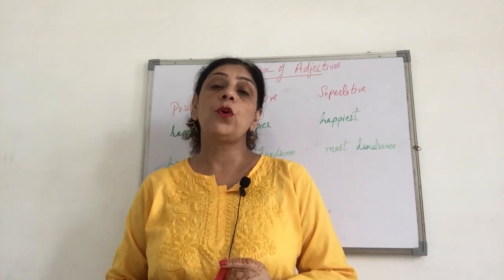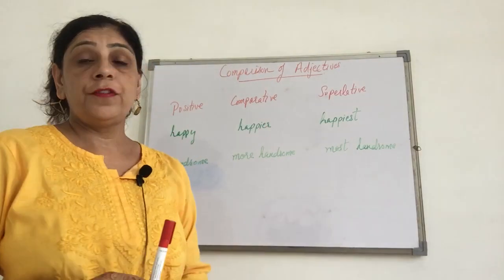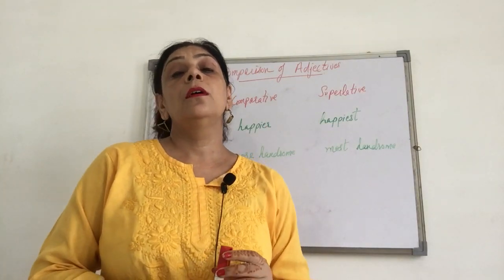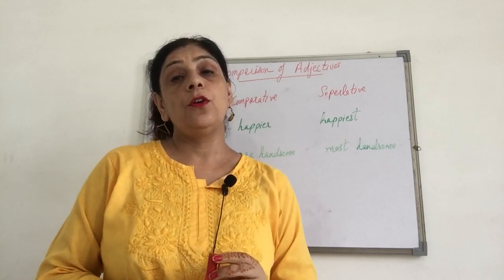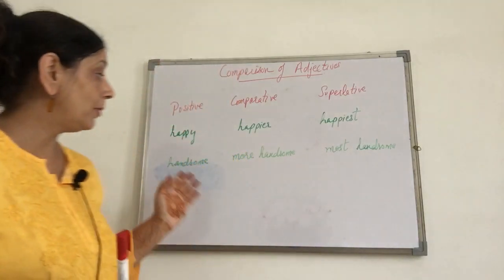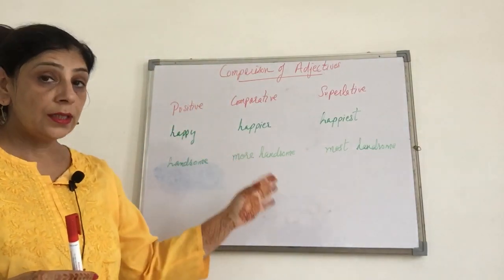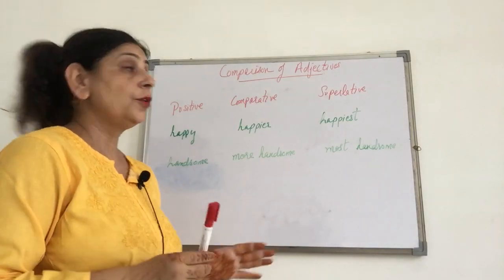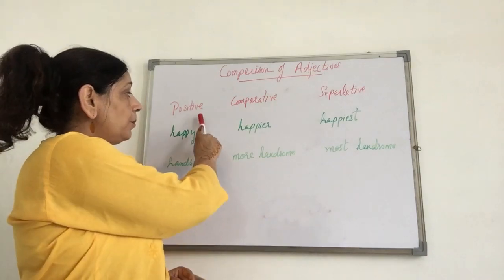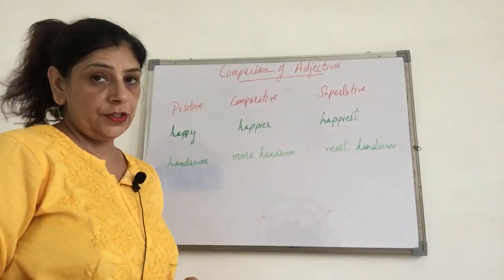Well, I have got a lot of requests to make a video on the lesson comparison of adjectives. So this video is on the rules related to the comparison of adjectives. Before I start with the rules, this is the common thing which you should know. If you are acquainted with this, then only you can do the rules. You know there are 3 degrees of adjectives: the positive degree, the comparative degree, and the superlative degree.